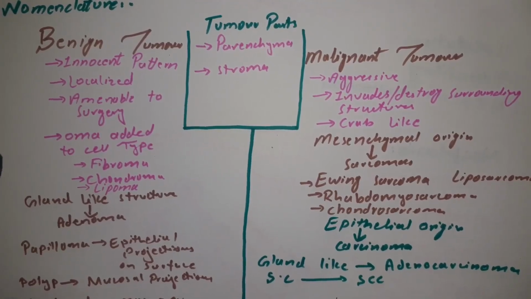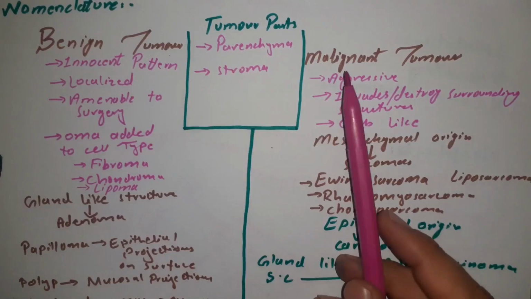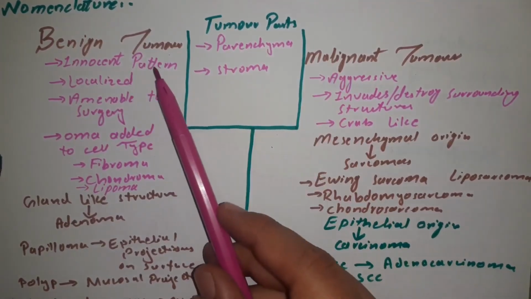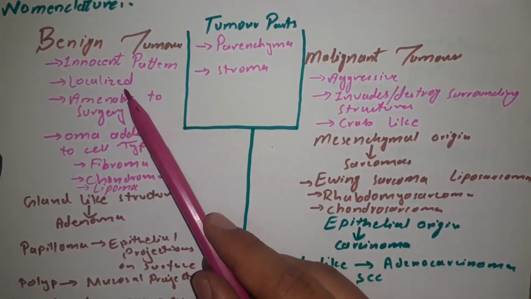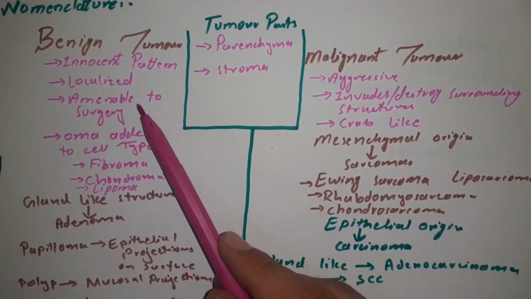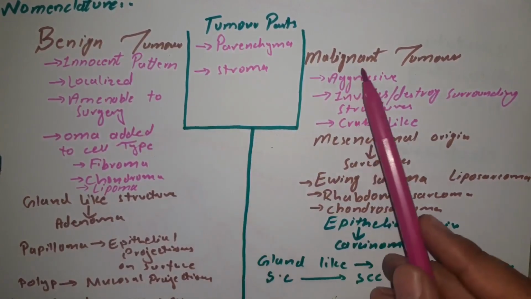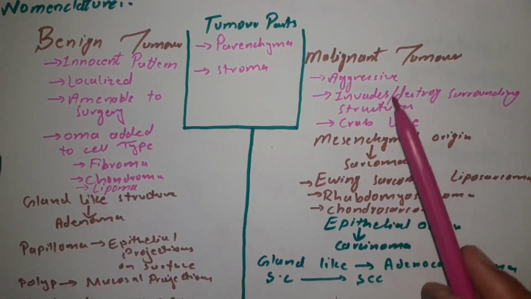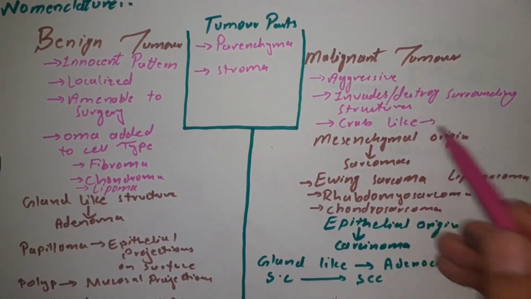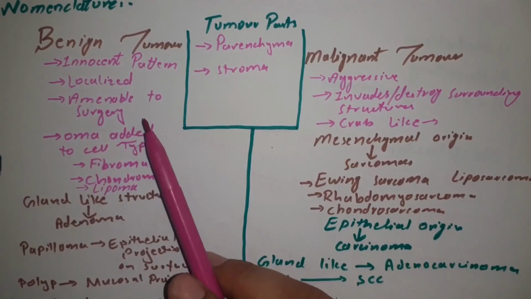This lecture is based on the nomenclature of the different neoplasms. Broadly, neoplasm tumors are classified into benign tumors and malignant tumors. Benign tumors are those which have an innocent behavior. It means that they are localized to their site and don't invade the surrounding tissue and don't metastasize to distant sites. However, malignant tumors are those which are aggressive in their behavior. They invade and destroy the surrounding structures, and they show a crab-like pattern. It means that they stick to the surrounding structures and invade and destroy them. So malignant tumors are aggressive ones, while benign tumors are the innocent ones.